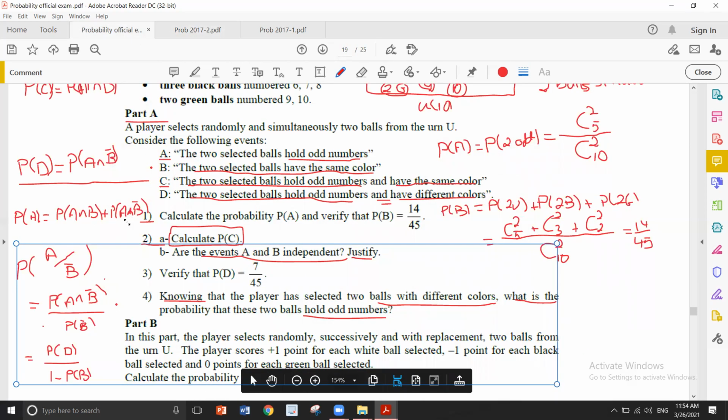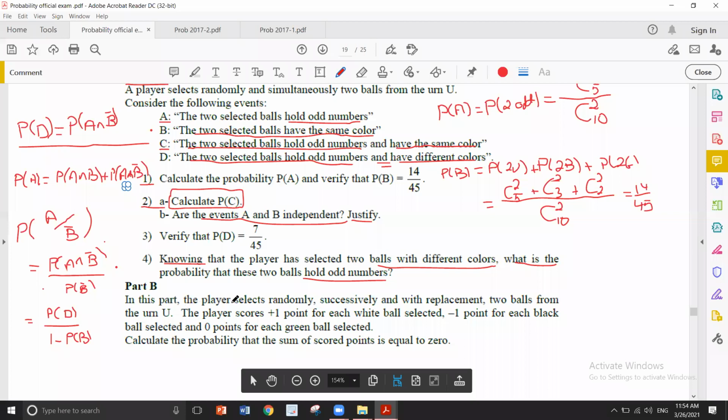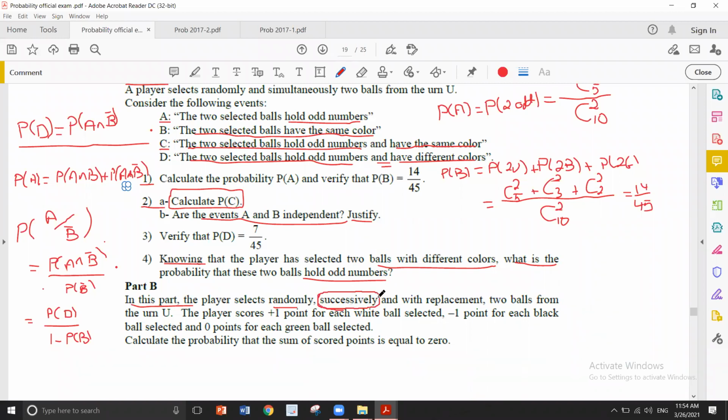Part B. In this part, the player selects randomly, successively, not simultaneously, with replacement, two balls. Permutation with repetition.